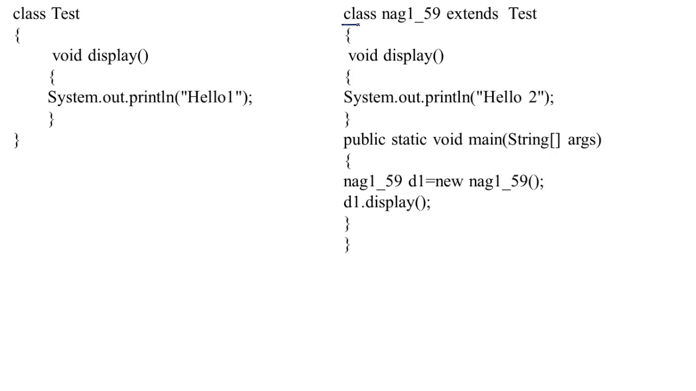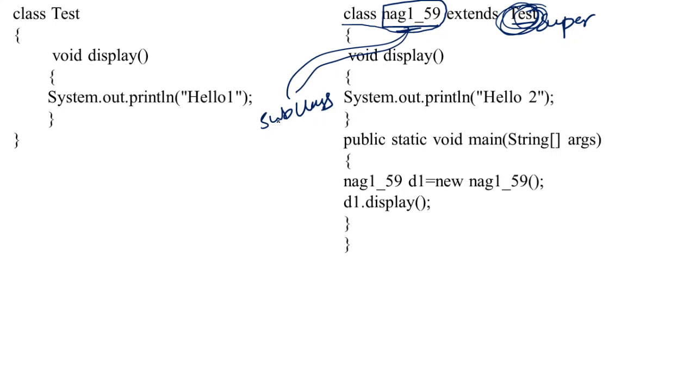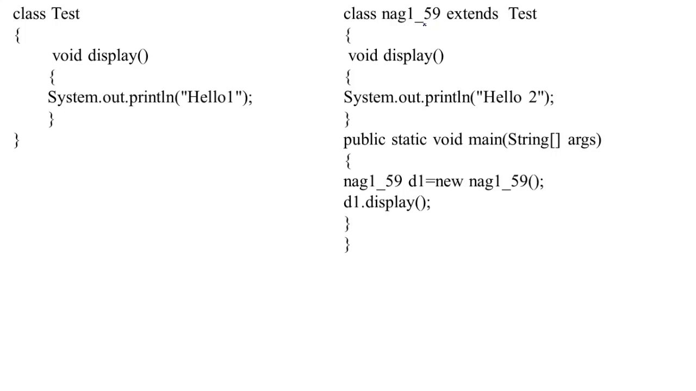Class space class name is nog1_59. What is the syntax? Class space subclass name extends superclass name. This is the subclass. Just try to recall previous lectures. This is my superclass name, that is the existing class name. Otherwise, I can say parent class name or base class name. The subclass is the derived class or child class. Anyway, we know the syntax: class space subclass name extends superclass name.